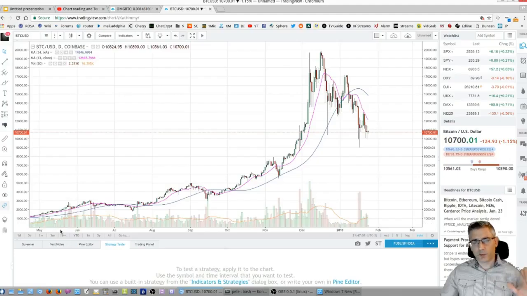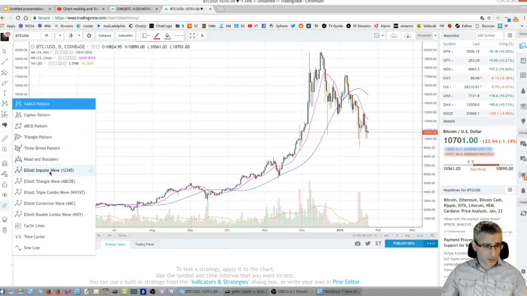Okay, so there are a couple of rules that you have to follow when you're dealing with Elliott wave. There aren't many, but they help you identify the patterns a little better. So I'm in TradingView, and I'm just going to draw it out for you so you can see it. There's a tool here on the left called Elliott Impulse Wave, 1, 2, 3, 4, 5. That's what we're going to start with.